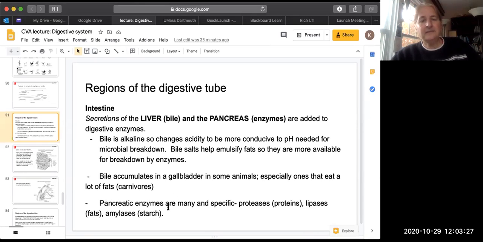Pancreatic enzymes are many, there's many types, and they are specific. So there's proteases that break down proteins, lipases that help break down fats, and amylases that break down starches.